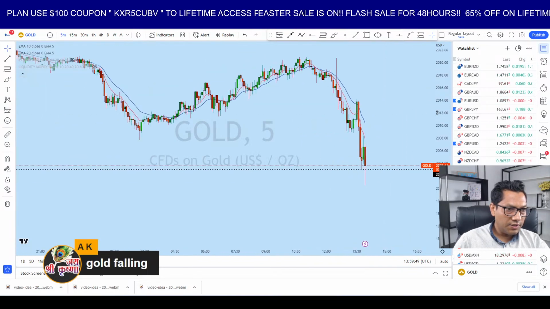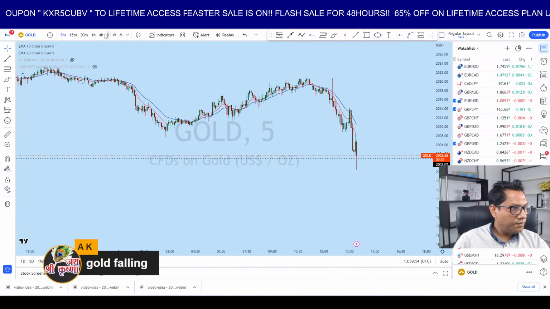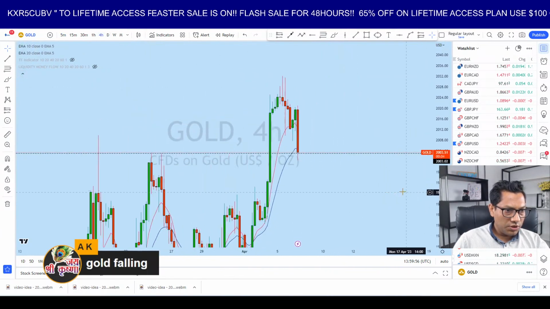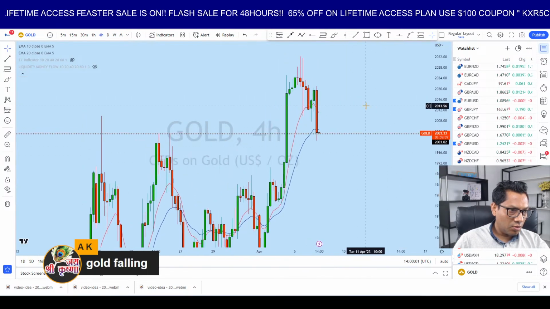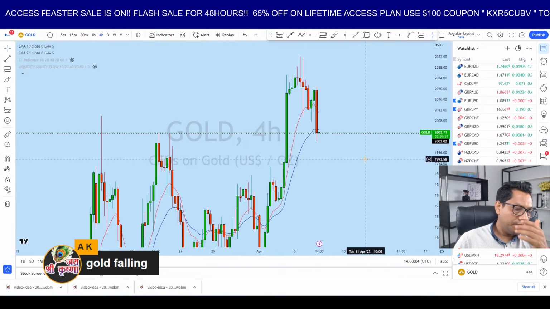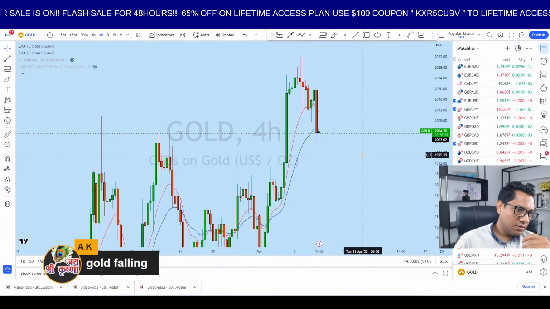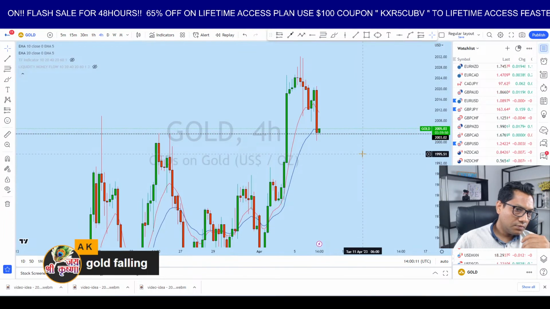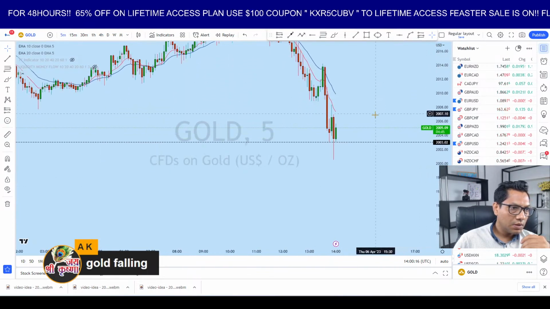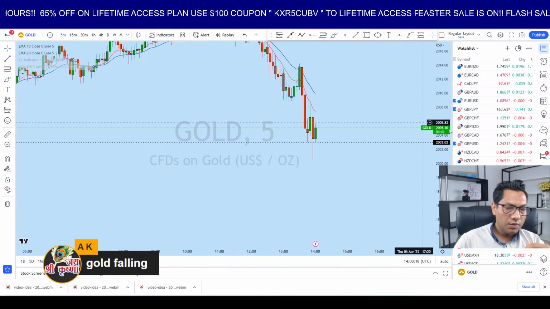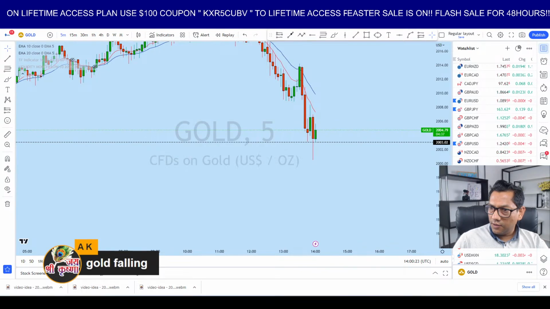Could sell this candle, but okay, you see that candle is closing. There's a candle close. We might now see a pullback to the upside.